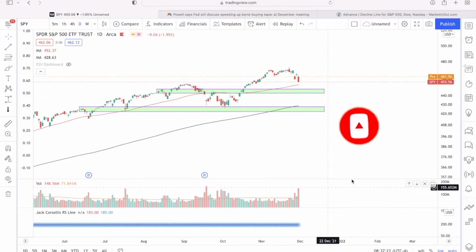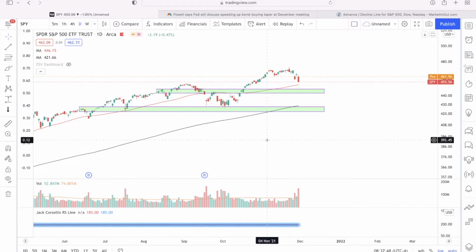For this episode, we'll be doing something slightly different. We'll first take a look at some of the fundamentals and macro factors that are affecting the stock market right now before taking a look at the price charts. So let's take a look at this article by CNBC.